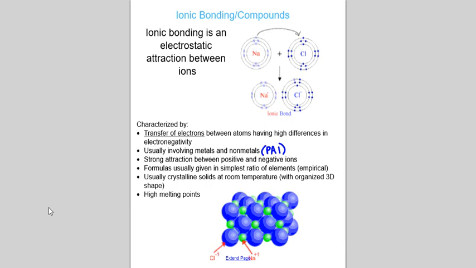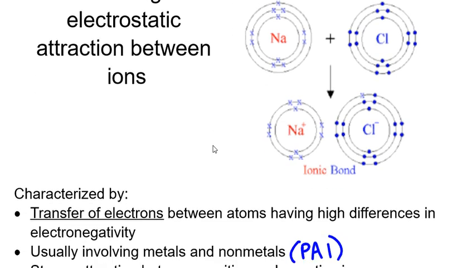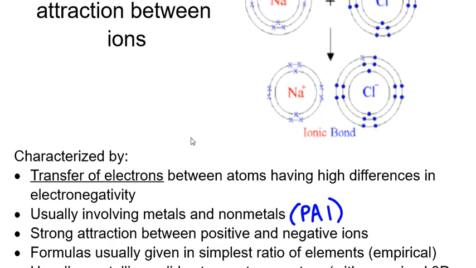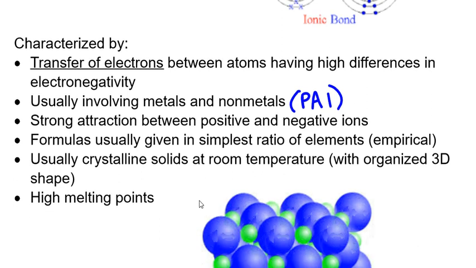Ionic bonds happen as an electrostatic attraction. So zooming back in here, you have sodium that gives an electron to chlorine. When that happens, this one becomes positive, this one's negative. There's an attraction because of the electrostatics, because of positive and negative. Opposites attract. So, transfer of electrons, usually involving metals and nonmetals. Those can include polyatomic ions. Strong attractive force between positive and negative.